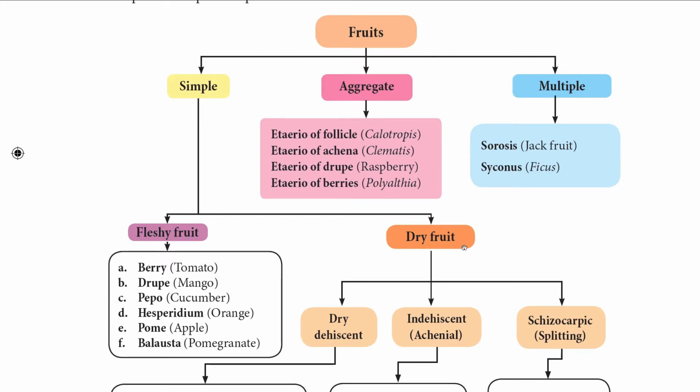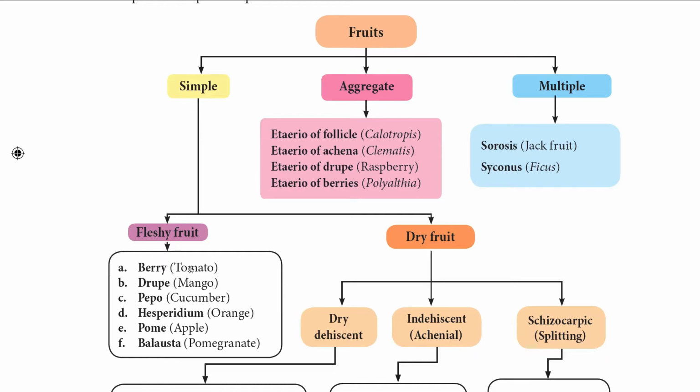In fleshy fruits, the fruits are derived from a single pistil where the pericarp is fleshy and succulent, and it is differentiated into epicarp, mesocarp and endocarp as we have already seen. This is again divided into berry, drupe, pepo, hesperidium, pome and balausta.